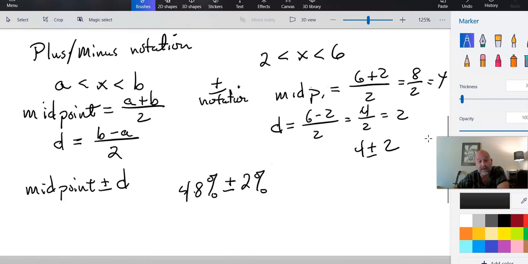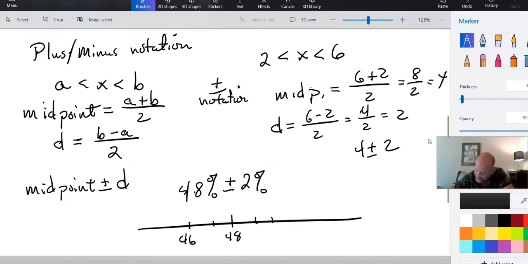What this means is not that this is 48% and you have a 2% chance of being off. I think that's how most people end up reading these. What it means is that the actual percentage, if that's 48, if I count down to 46 and up to 50, is probably somewhere in here between these two numbers. It is not saying that it's 48. It's saying that it's probably within 2 units of 48.